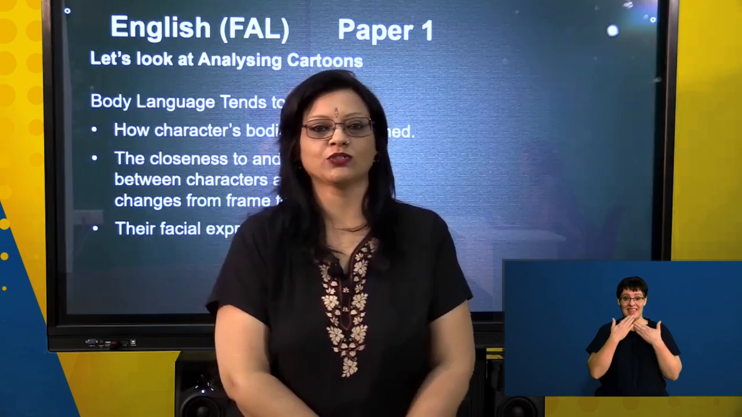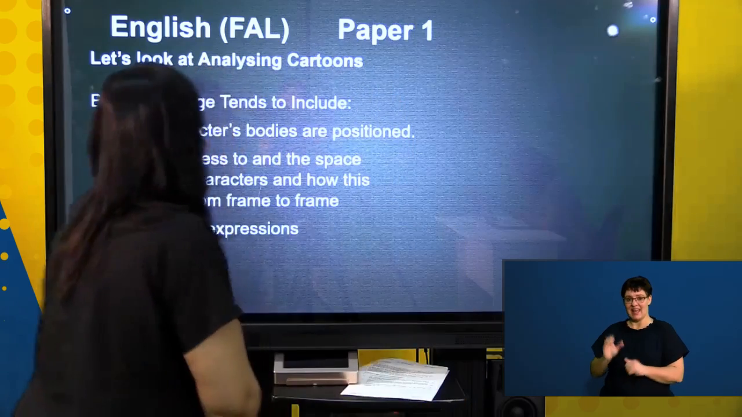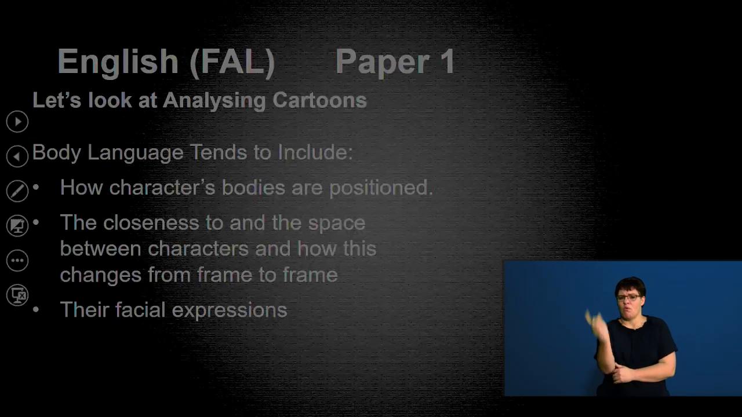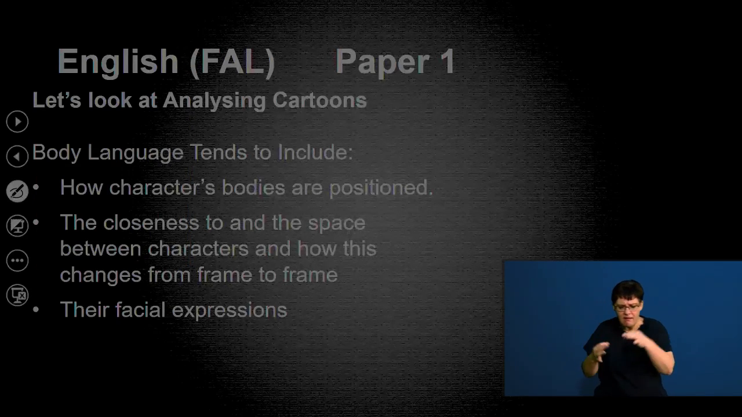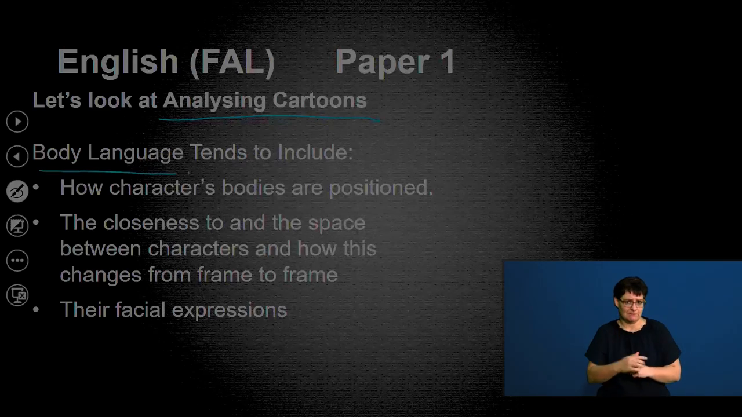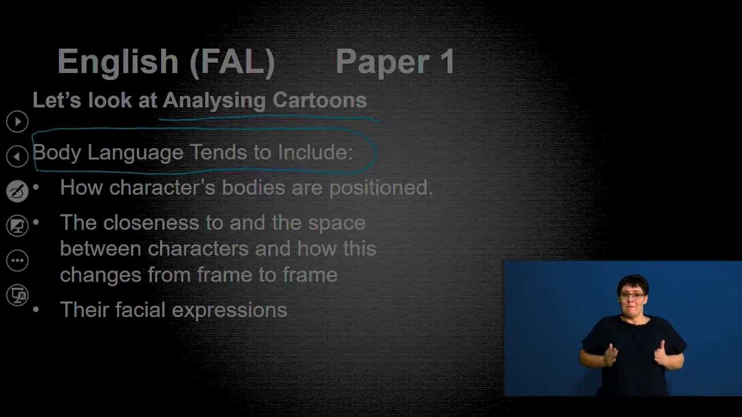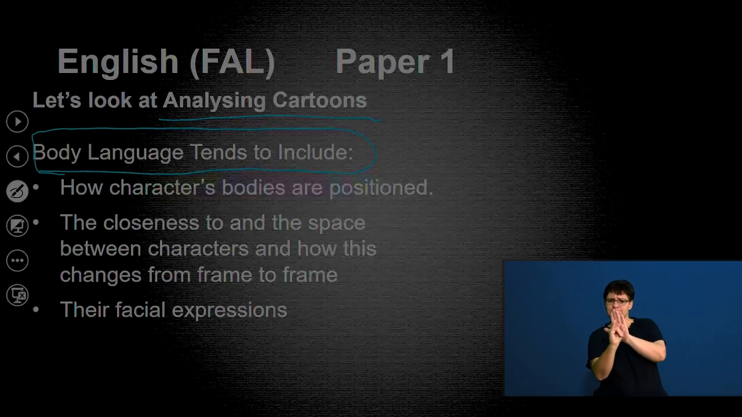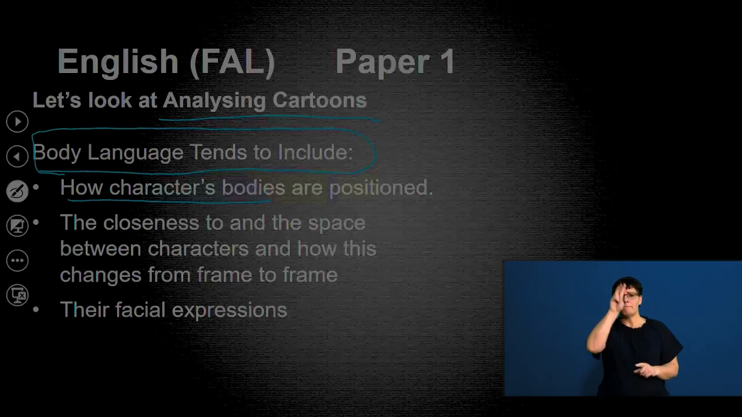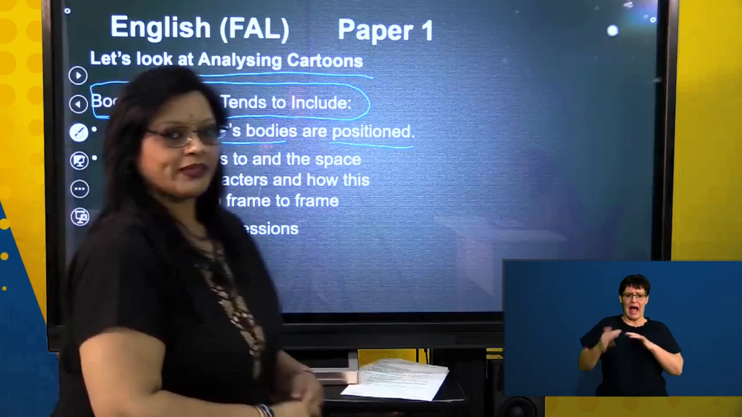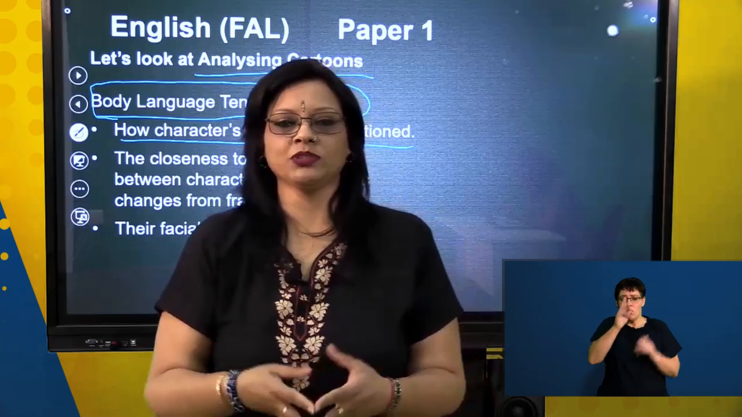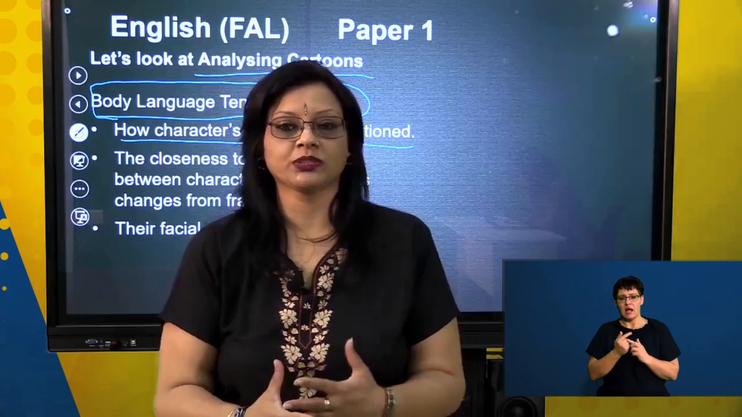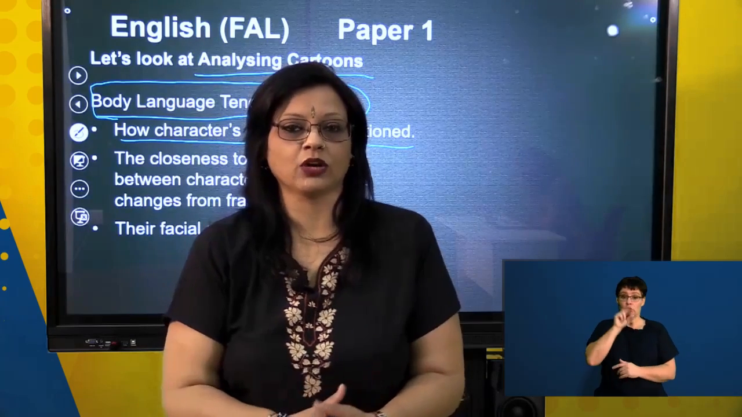And now we're going to go straight to cartoons. So let's look at cartoons and what we need to know and remember when we are analyzing cartoons. The body language. This seems to be a problem area where we're unable to identify body language. You need to look at how a character's body is positioned. When we look at body language, you must be very observant when you speak to people. There are different types of things that you can observe, non-verbal communication, which is our body language.